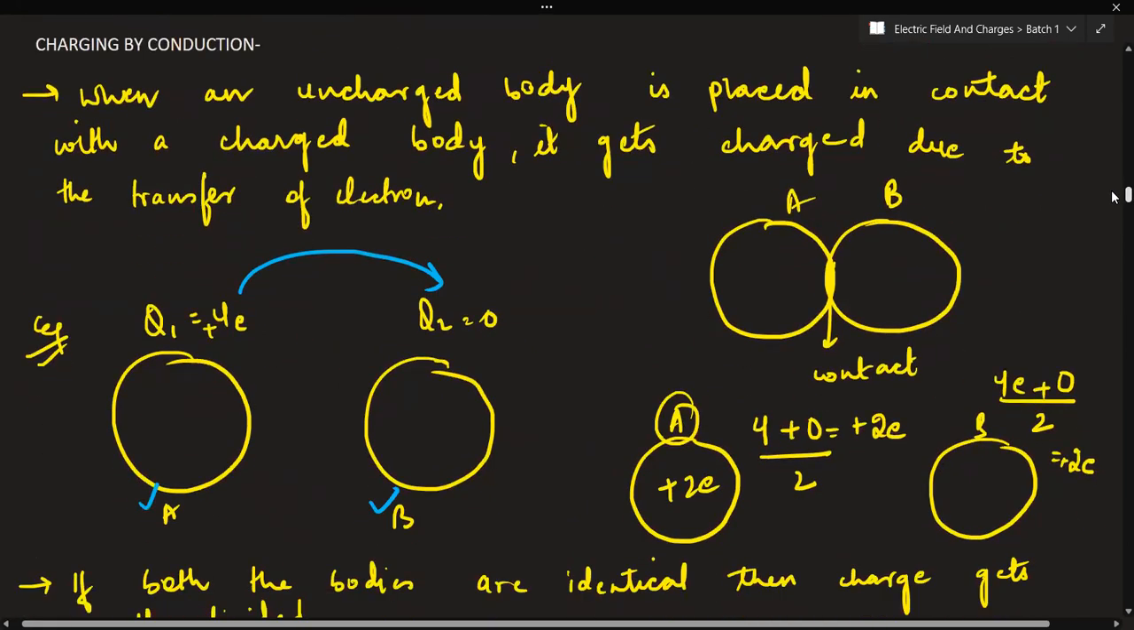In charging by conduction, if a question comes, most probably it will be mentioned that you have two identical objects. As soon as you see the term identical, or it will be mentioned that the radii are the same for spheres, or for cubes the sides are the same, for squares the sides are the same. If such is the case, then whenever they are brought in contact, add up the charges and divide by 2, meaning take the average, because the transfer of electrons gets divided equally.